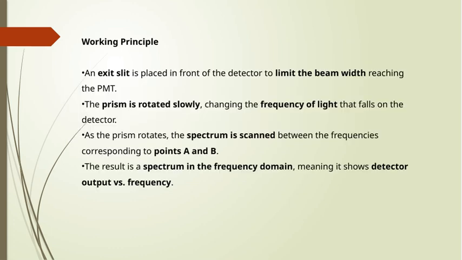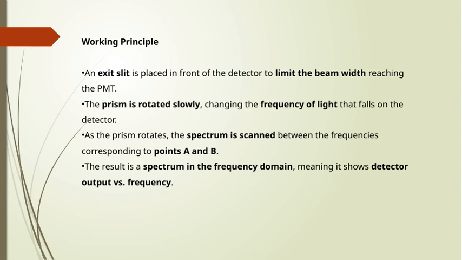Let's start with the working principle of this setup. First, an exit slit is placed right in front of the detector. This slit is crucial because it limits the width of the beam that actually reaches the photomultiplier tube, or PMT. By doing so, we ensure that only a specific part of the light is detected, which improves the accuracy of our measurements. Next, we have the prism, which is rotated slowly.